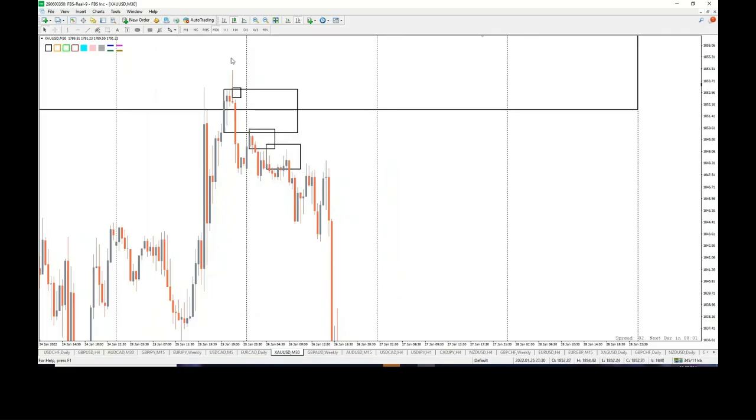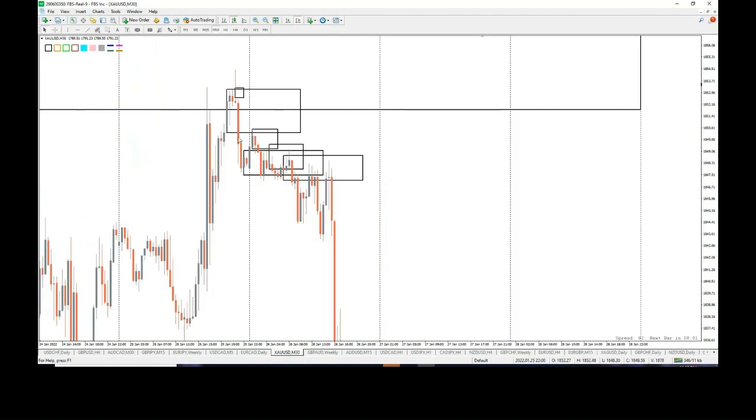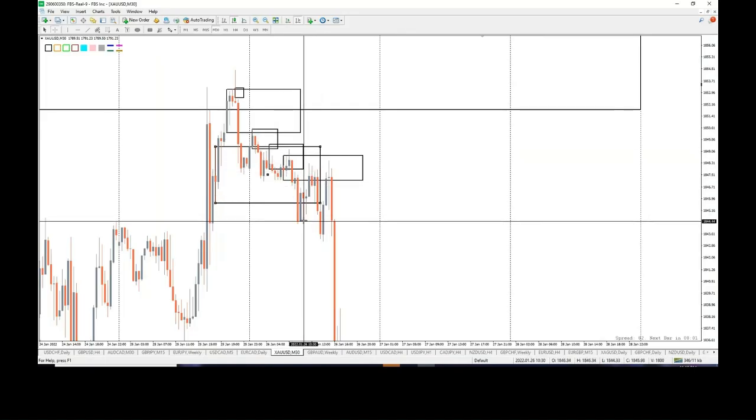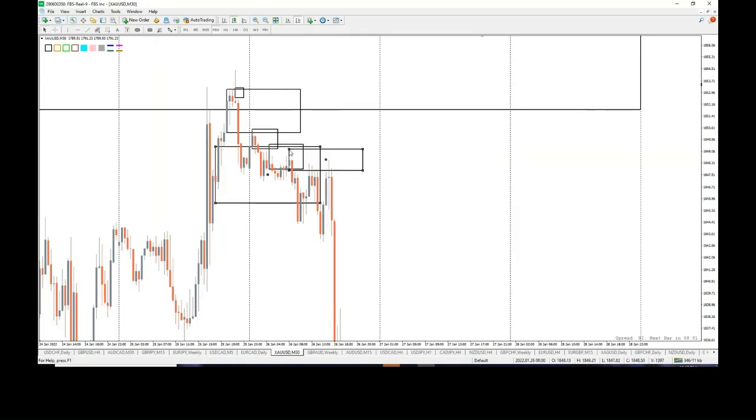Next entry, right? Because the H1 is still making another engulfing sell. The last engulfing failed on M30. You see it? That one. Yeah. So we do entry here.